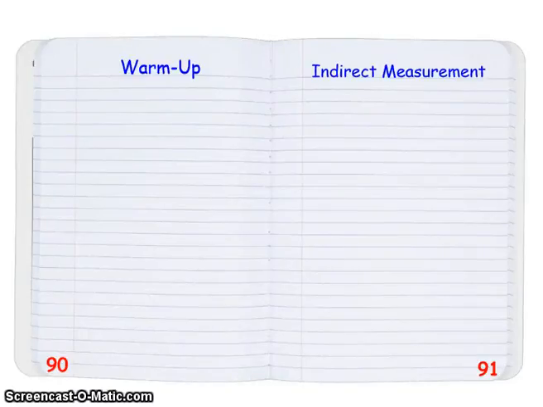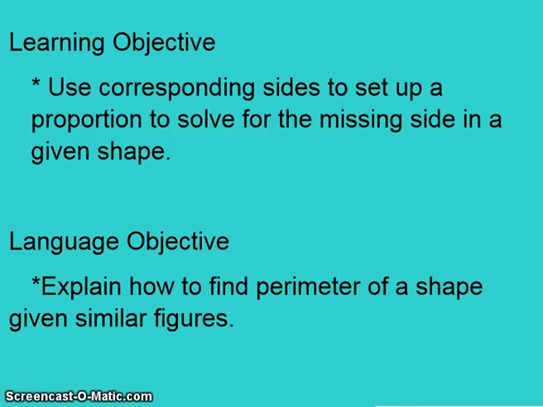Today we're on page 91 in our notebook, and we're going to be talking about indirect measurements. So go ahead and pause your video so that you can set up your notebook. Your learning objective says use corresponding sides to set up a proportion to solve for the missing side in a given shape. And your language objective says explain how to find perimeter of a shape given similar figures.